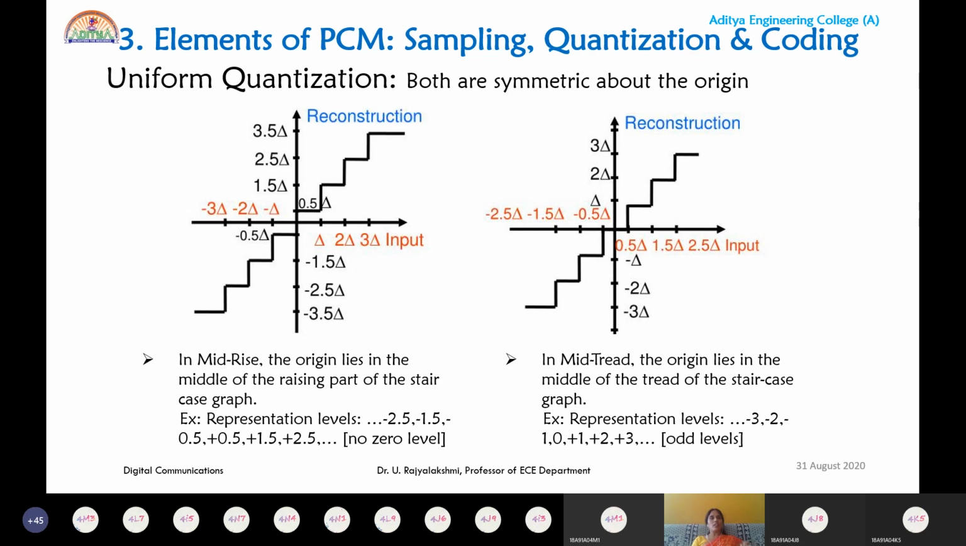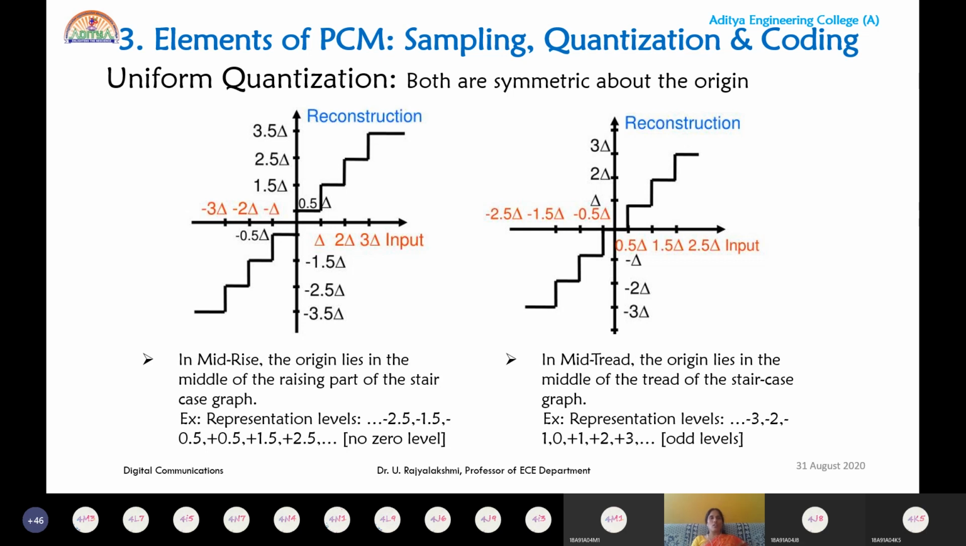So based on the location of the 0 level and non-zero level, mid-rise and mid-tread are classified. In the mid-rise, please remember one point here: because the origin lies in the rising portion of the staircase waveform, we don't have a 0 reconstruction level. But in the case of mid-tread, we have a 0 reconstruction level because the origin lies in the horizontal position of the staircase waveform. So this is all about the classification of quantization based on the origin location.